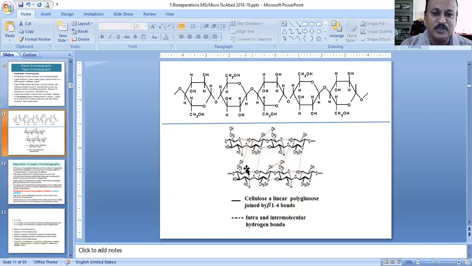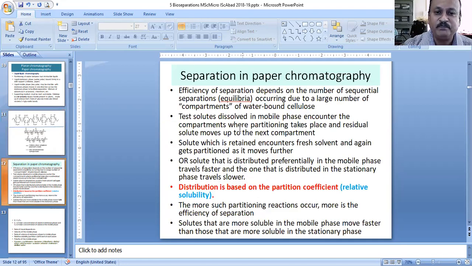So just to show you this structure, this is a linear polymer I have shown here. And these polymer strings, or fibers, are held together by weak interactions such as hydrogen bonding. In the lower diagram here, you can see the hydrogen bonds. By virtue of these hydrogen bonds, fibers are held together, and the structure of the paper is formed. A plane surface is formed over which we can carry out the separation.